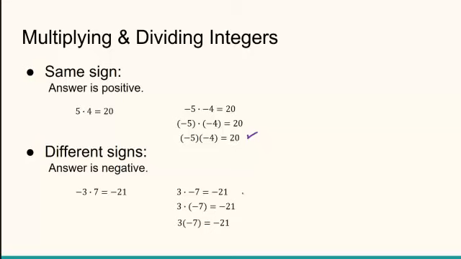I've written this again 3 different ways so that you could see that any one of these 3 means the same thing. 3 times and then in parentheses negative 7. Still the signs are different. The answer is negative 21. 3 written beside negative 7 in parentheses, and the signs are different, so the answer is still negative 21. I kind of like this last way better, just kind of pretty.